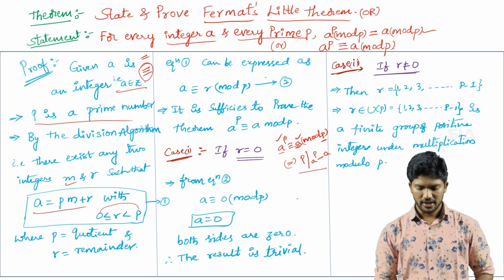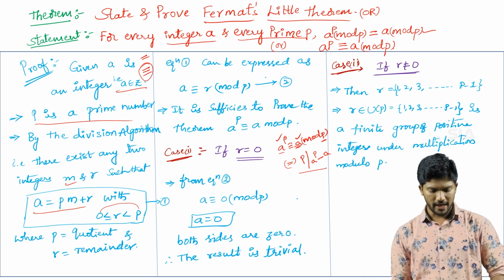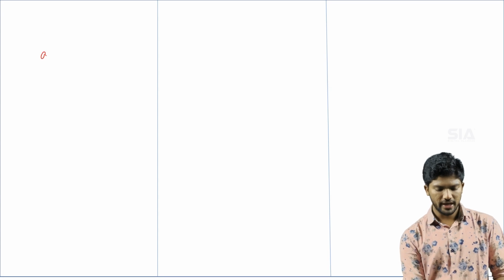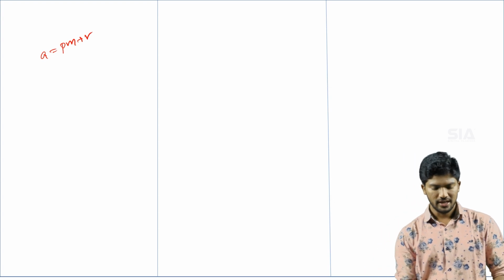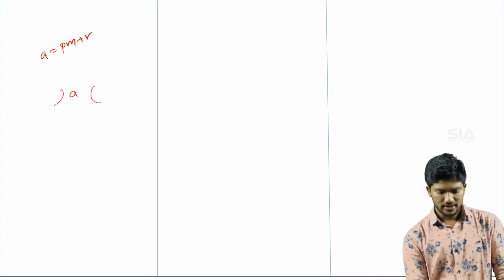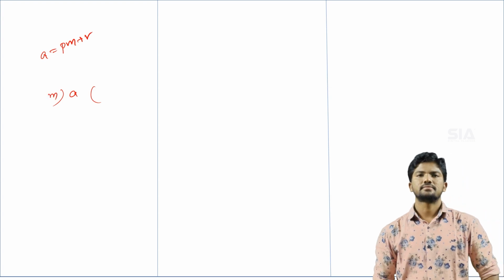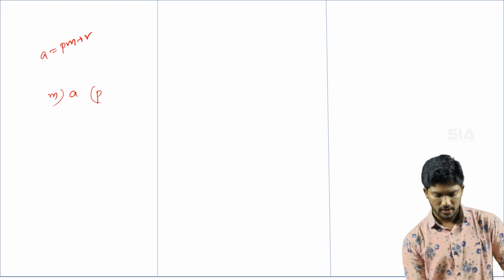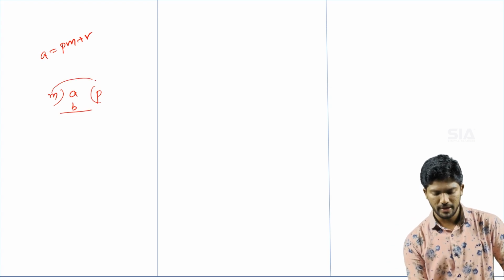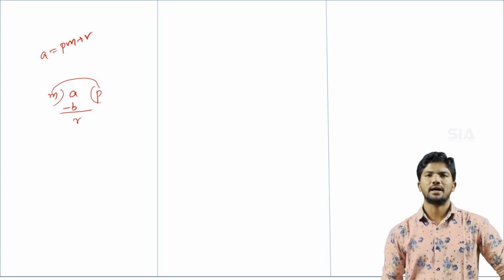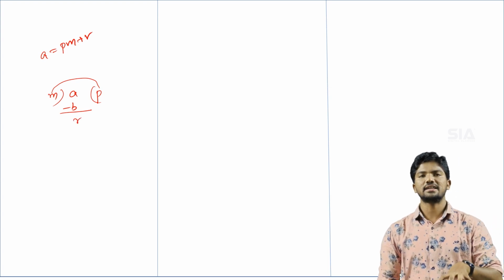I will give the diagrammatic representation for that. Whenever you write a is equal to pm plus r, in the diagrammatic format a is the dividend, and p is the divisor you have to divide a with. m is the quotient, you will get some value b here. After taking the subtraction you will get one remainder r. So this is the division algorithm.